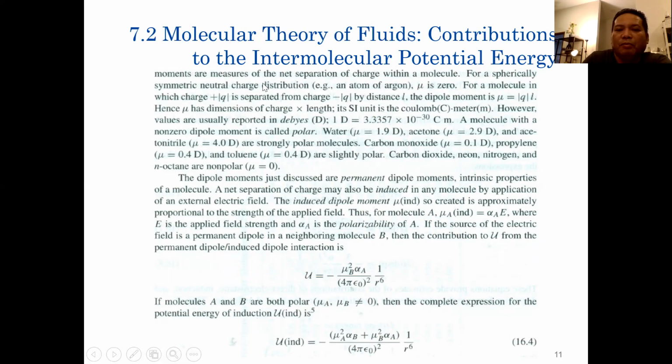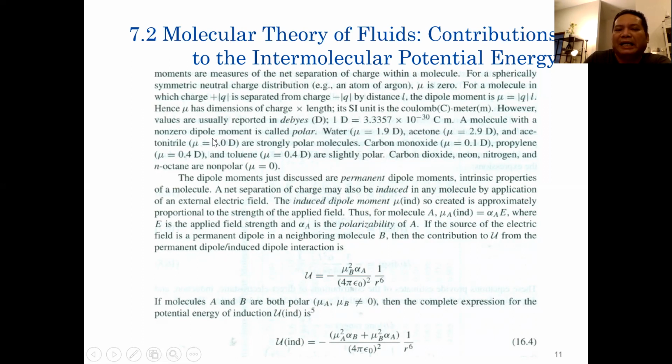For the dipole moment, we can measure it for a molecule with charge plus Q separated from minus Q by distance L. The dipole moment μ equals QL. μ has the dimension of charge times length, so the unit is coulomb meter. However, it is normally reported in debye, D, where 1 D is equal to 3.3357 times 10 to the power minus 30 coulomb meter.